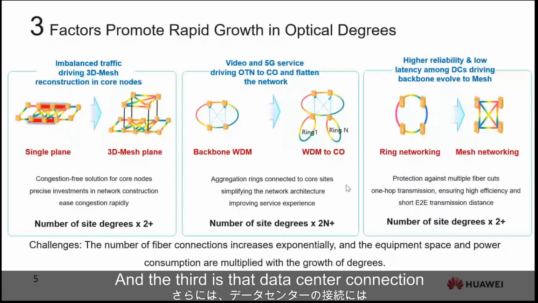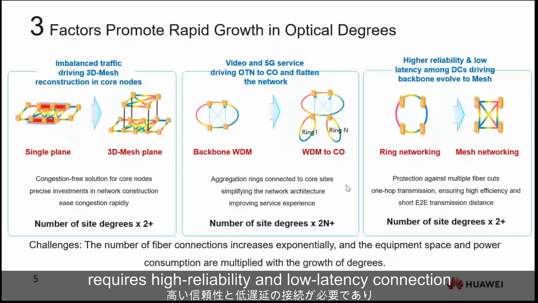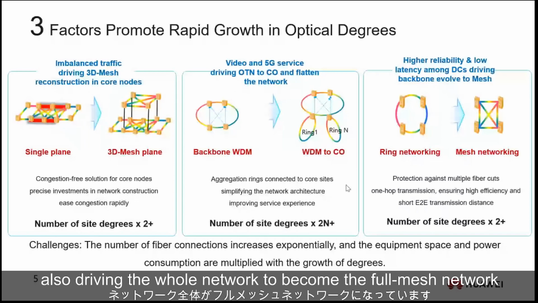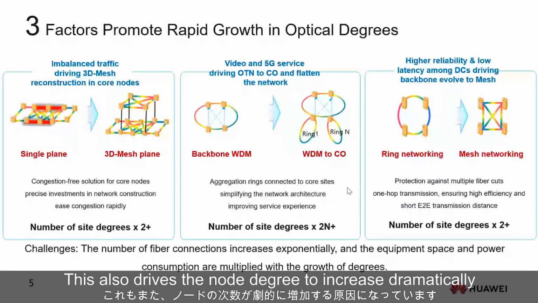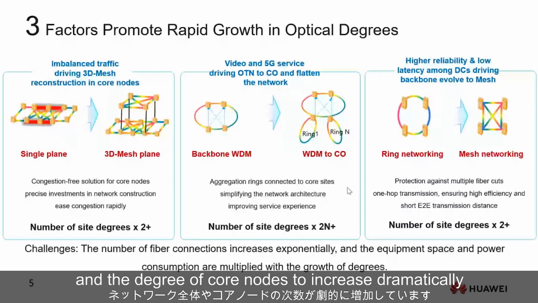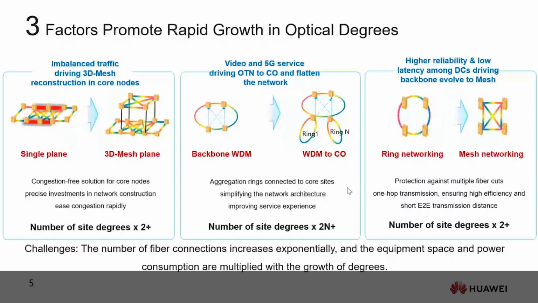And third, data center connection requires high reliability and low latency connection, which is also driving the whole network to become a full mesh network. So this also drives the node degree to increase dramatically. All these matters are driving the degree of the core nodes to increase dramatically.